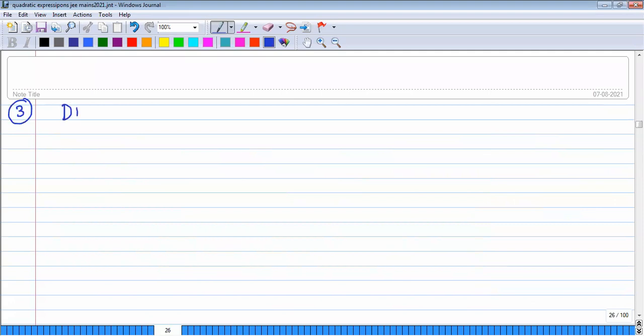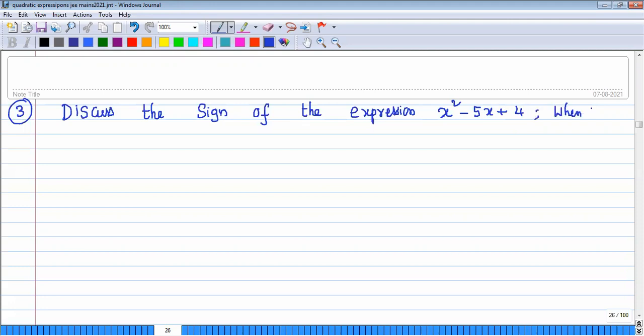Discuss the sign of the expression x square minus 5x plus 4, when x belongs to real numbers, not complex numbers. Only in the domain of the real number system do we need to discuss sign.